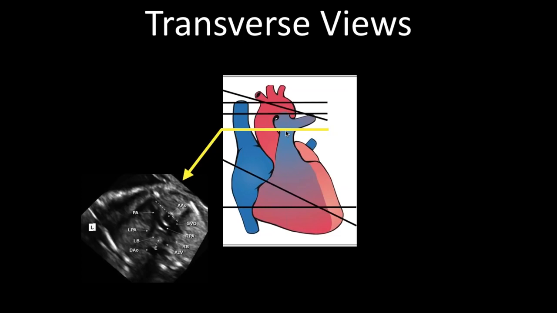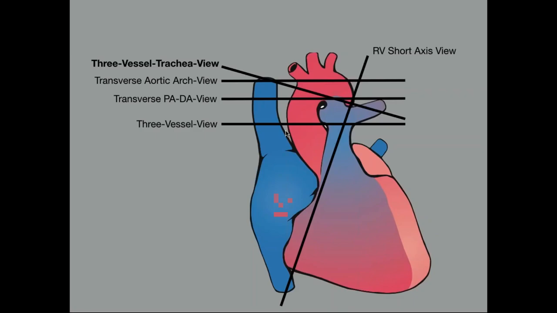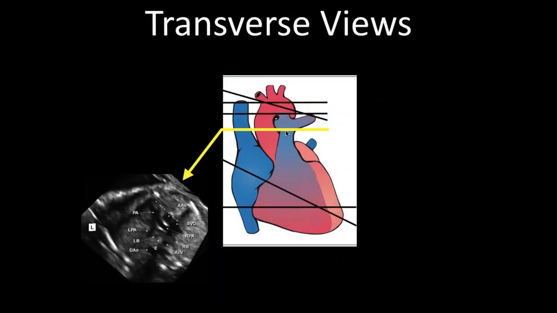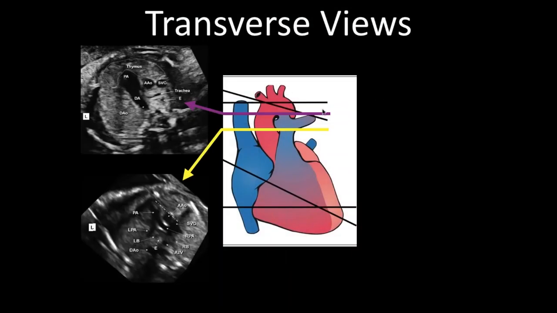So if I keep sliding up from this level, the next view I encounter is what's called the ductal arch view. So three-vessel view, ductal arch view. In the ductal arch view, as the name implies, you would see the pulmonary artery and the ductal arch. And the aorta is in cross-section. Superior vena cava is in cross-section. Here you see the trachea and the esophagus inferior to that.